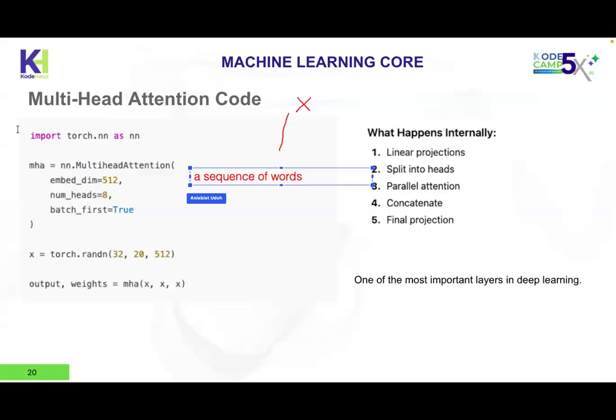So each of these words now becomes a single embedding vector. So you have an embedding vector here, and you have an embedding vector there. You have another embedding vector for this, another for this, and another for this. So these are four embedding vectors.